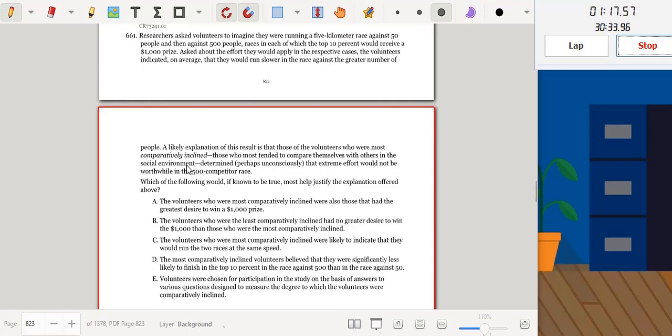Okay, so what is the explanation? The explanation is that those of the volunteers who were most comparatively inclined, those who most tended to compare themselves with others in the social environment. So this is actually an adjective clause. Okay, determined, perhaps, that extreme effort would not be worthwhile in the 500.